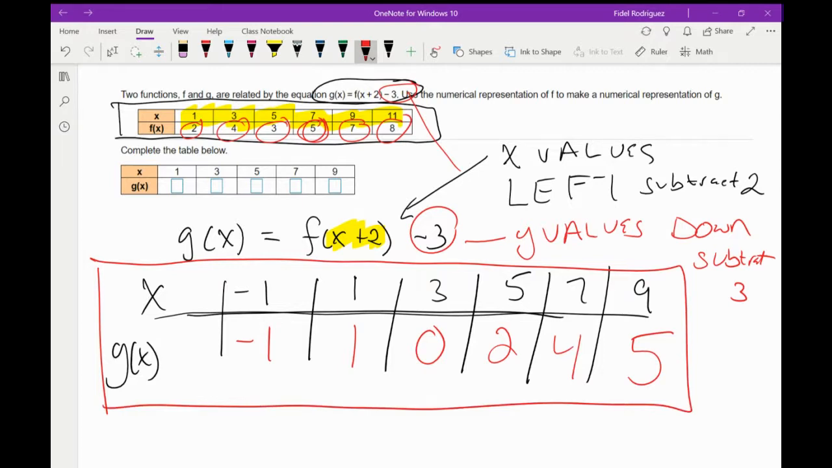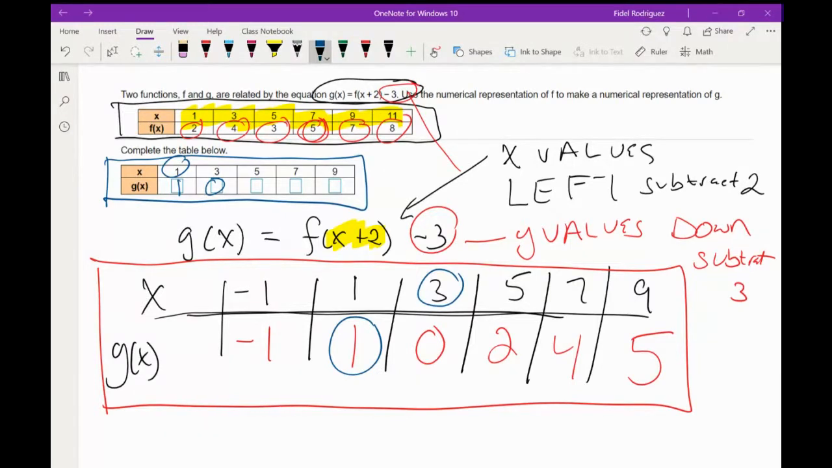Okay, now I want you to notice what it's asking me to do. It's asking me, can I complete this table? So look, when x is 1, what's the value of g? It's 1, right? When x is 3, what's the value of g? It's 0. When x is 5, what's the value of g? It's 2. When x is 7, what's the value of g? It's 4. And when x is 9, what's the value of g? It's 5. Oh, I see. Does that make more sense?